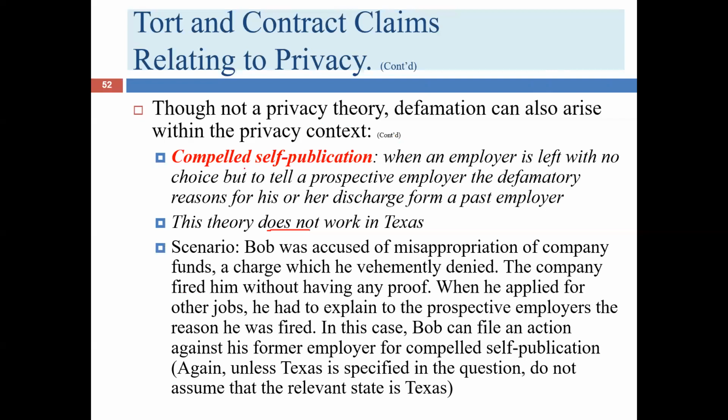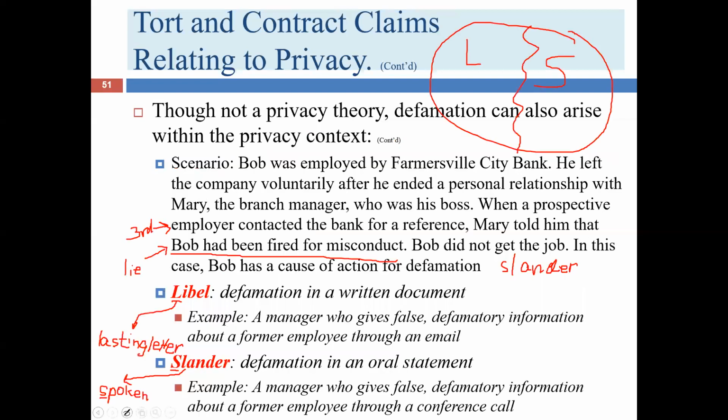So, what is compelled self-publication? Let's go back to our story with Bob. Let's say that Bob did not resign. He was fired. And Mary fired him and told him, when she fired him, that she was firing him because he had embezzled $100,000. Well, Bob says, but that's not true. I haven't embezzled $100,000. She goes, that's what the documents show. That's the reason I've told everyone. And that's what the paperwork will show, that you embezzled $100,000.